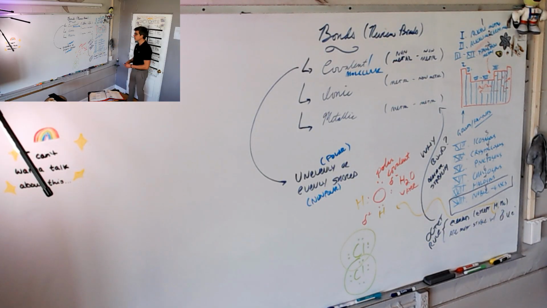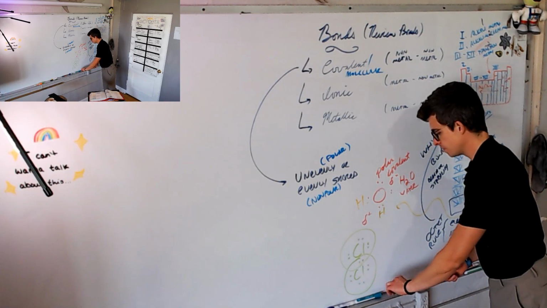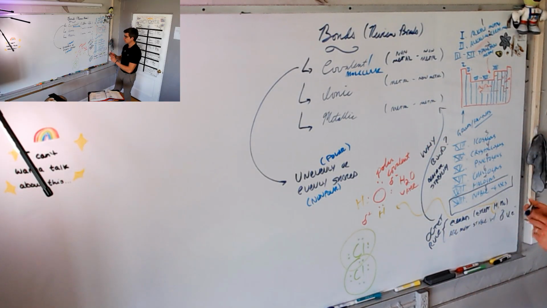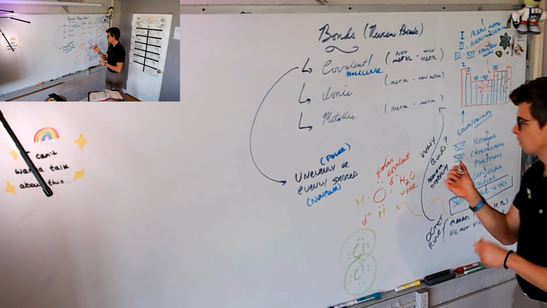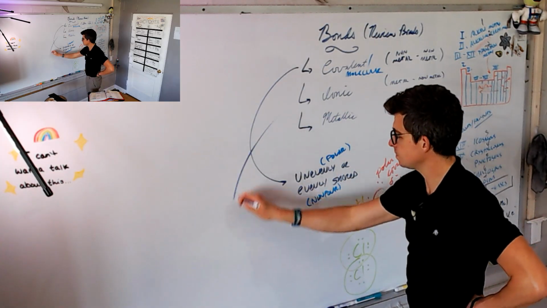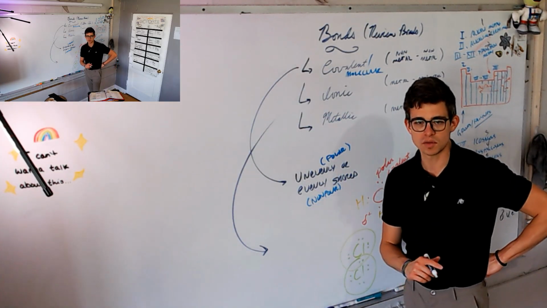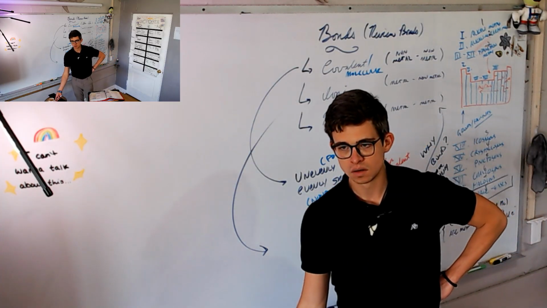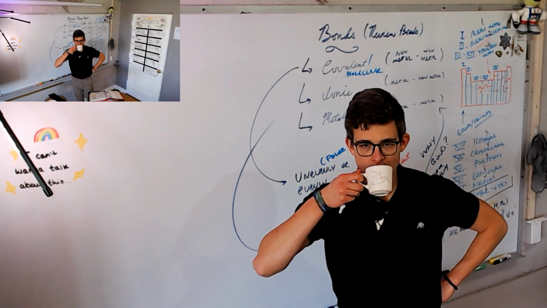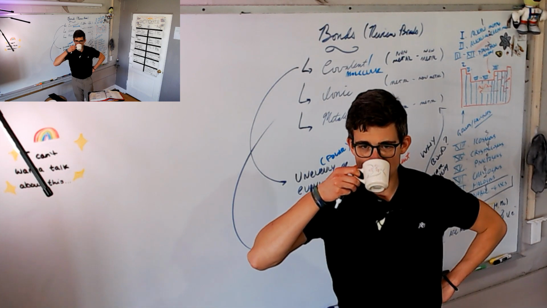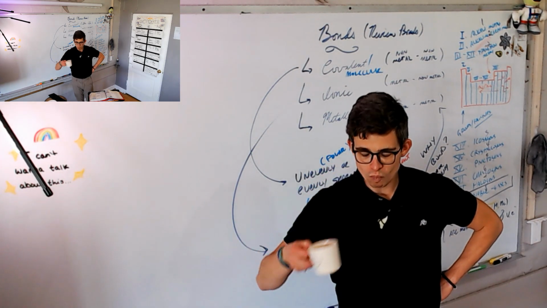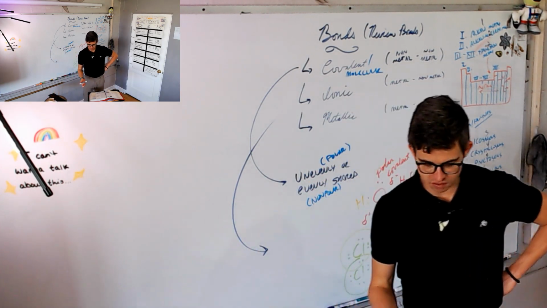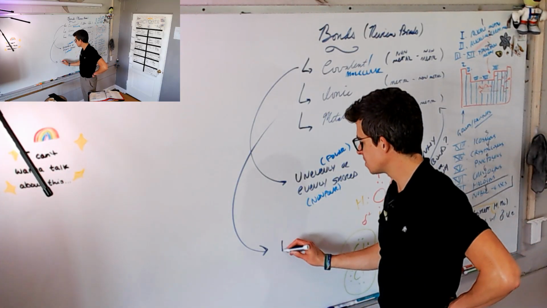Now, what if instead we have a metal? Give me an example of a metal. Iron. How many valence electrons does iron have? Let's say it has 2.